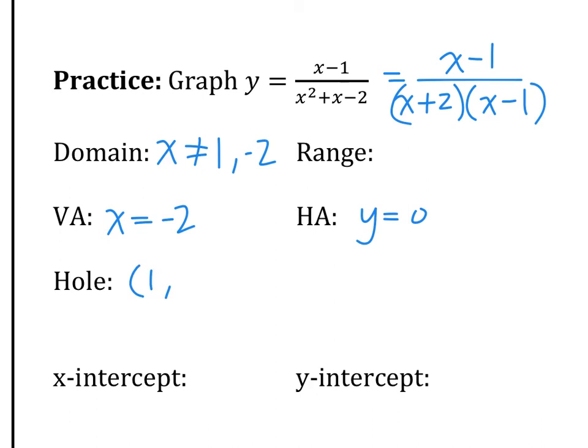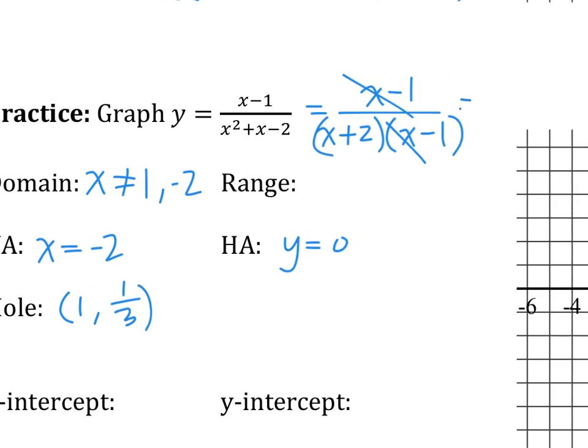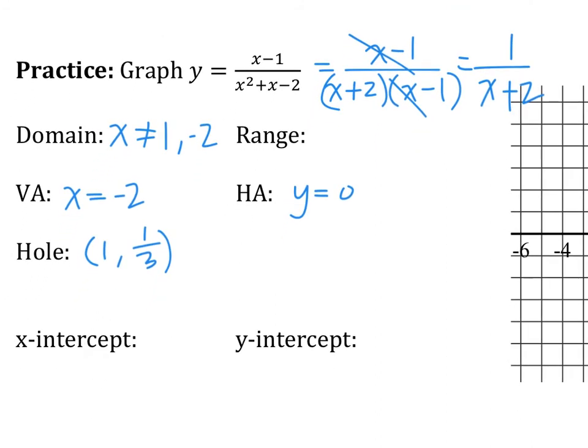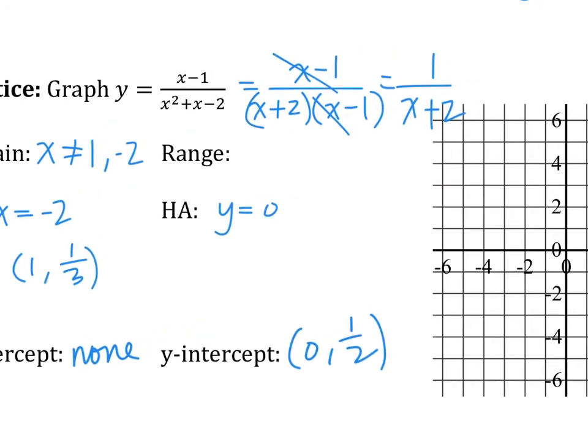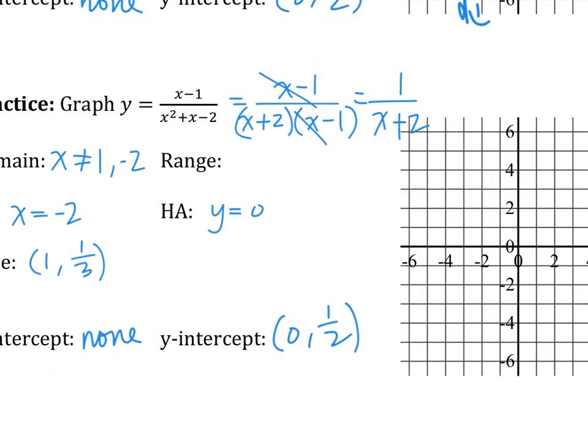1 and 1/3. Okay, good. So that cancels. It gives me a reduced function of 1 over x plus 2. I'm going to plug that 1 into 1 over x plus 2. That gives me 1/3. Okay, x-intercept: none. Y-intercept: 0, 1/2. Okay, let's go ahead and graph, and we're going to look at the range.